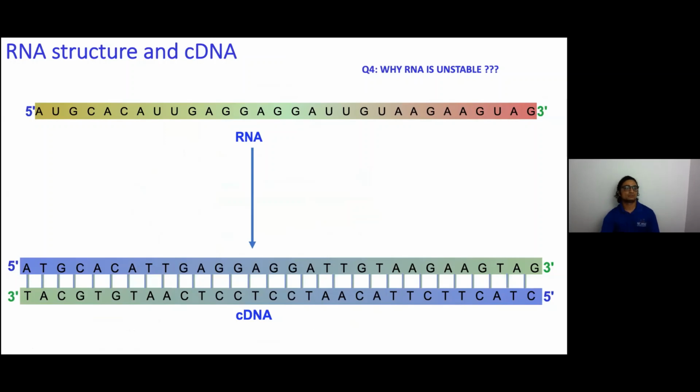And let's talk about the structure of the RNA and conversion into cDNA. And the question is, why is RNA unstable compared with DNA? So I have taken the same sequence from the previous slide. So for RNA, the flow of information is from RNA to cDNA. And this is done by the reverse transcriptase enzyme. And when RNA makes cDNA, first the single strand is synthesized by using the reverse transcriptase enzyme. Then the second strand will be synthesized by using the DNA polymerase enzyme.